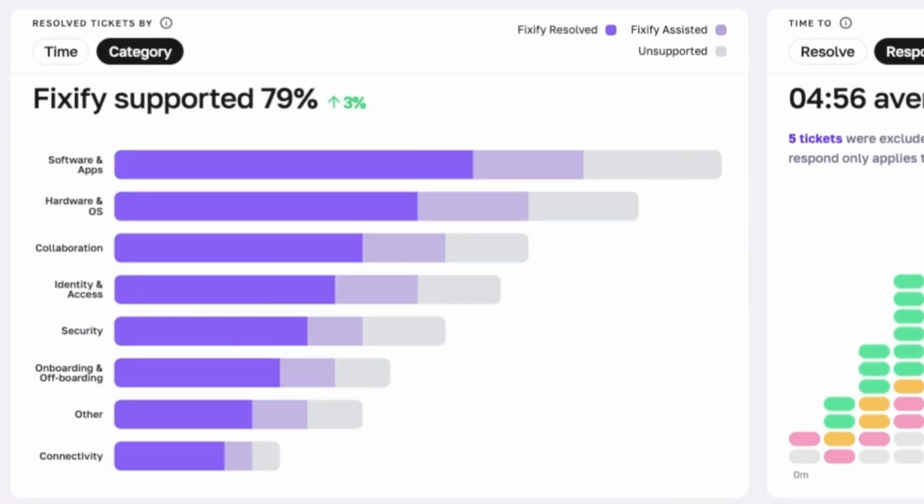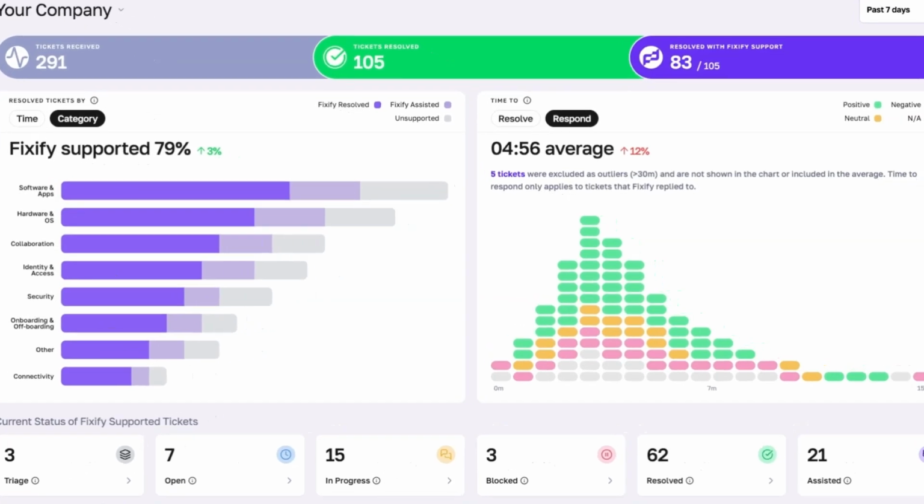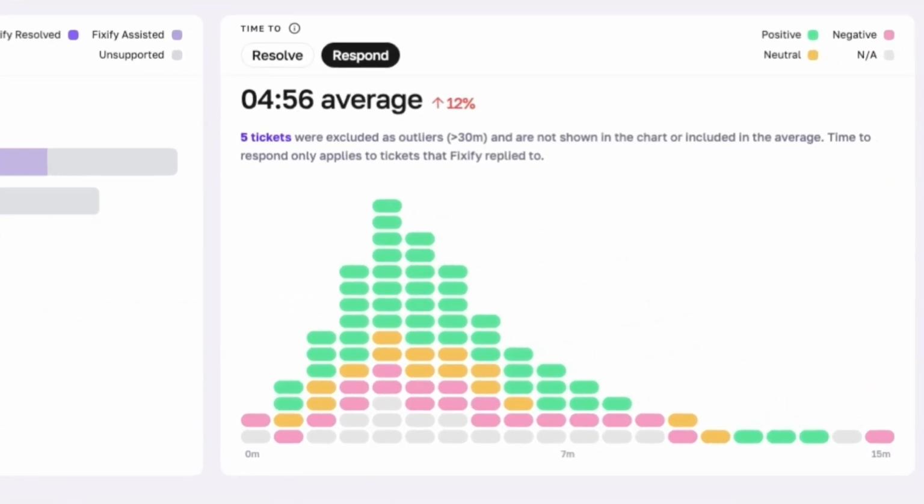Looking at this by category can be useful because it can also drive really helpful conversations of how Fixify can help more when you look at where Fixify isn't actually currently working on your behalf. So it gives us a good map of where to go. Then we've kind of got the two KPIs that a lot of IT leaders look for: time to respond and time to resolve. So time to respond, we've got this nice distribution.